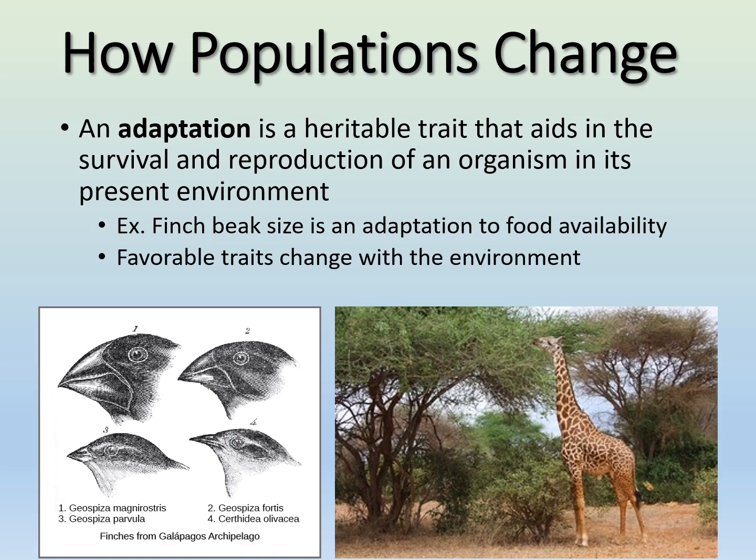So what would happen in the Galapagos finches if something happened to those large, hard seeds, right? Then they would be at a disadvantage with those large beaks. So adaptations can change and the favorable traits can change with the environment.